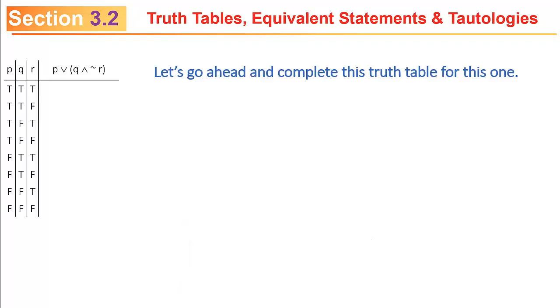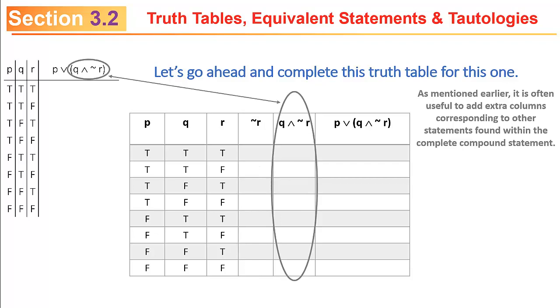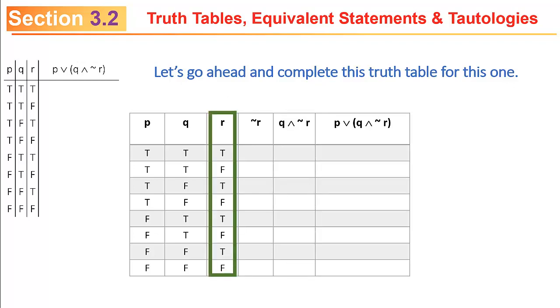Let's go ahead and complete the truth table for it. Again, my suggestion is to put in the columns for the intermediate steps. If you look back, you notice there's a not R in that bigger compound statement, so I'll actually make a not R column. You also notice there's a Q and not R. I'll make a Q and not R column. And of course, the last column is going to have the statement you're trying to get the truth values for. Now that I got there, I notice there's a not R column that I need to fill out. So if you sort of start on the left, I'll take the R column and change all the truth values to their opposites. True becomes false, false becomes true, all the way down.